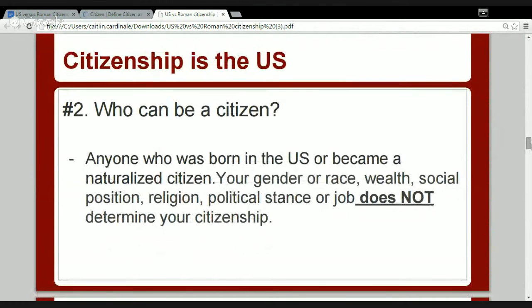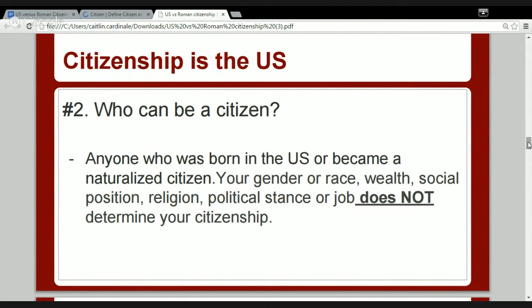Whether you're born in the United States or you become a naturalized citizen, you are a citizen. Your gender, your race, your wealth, your social position, your religion, political stance, your job, that doesn't determine your citizenship at all. Whether you're a man or a woman or a child, whether you're young or you're old, you're rich or you're poor, any religion, any political stance, you can still become a citizen of the United States.